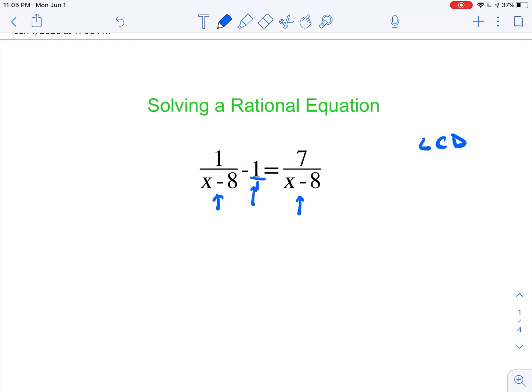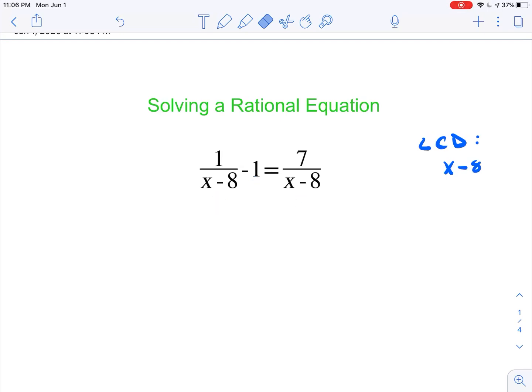So obviously this is over 1. Whenever we have a denominator of 1, we don't have to worry about that one. So we look at the other two. What is an algebraic expression that I can use to multiply by that will cancel out all the denominators in my equation? In this case, it's the denominator x minus 8.